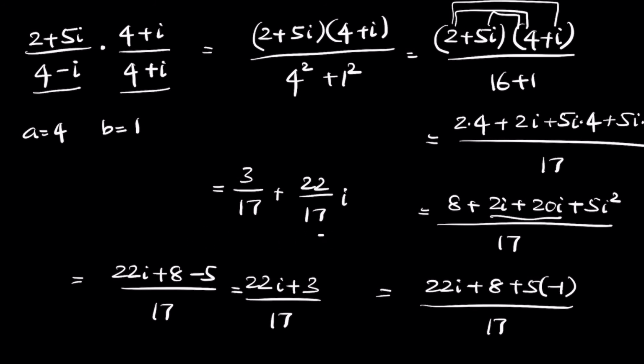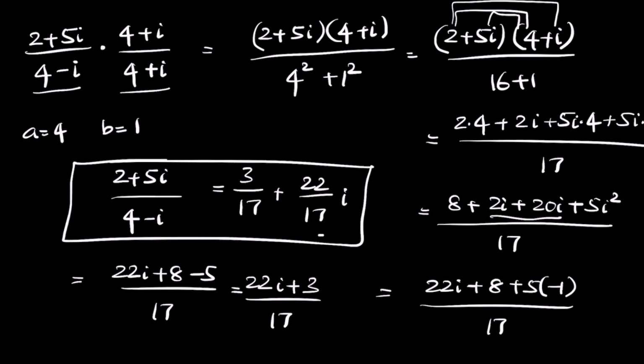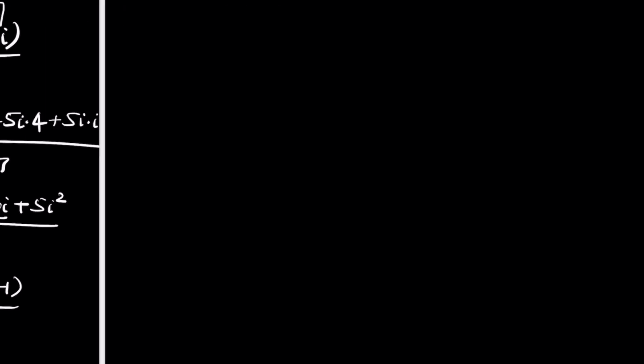So this is the value for 2 plus 5i by 4 minus i. So this is the simplified version of the value, right? So what we are doing when we rationalize is converting two separate complex numbers into a single complex number, right? So let's try another example. Let's say we have 3 plus 2i by 2 plus i. So what do we do here?